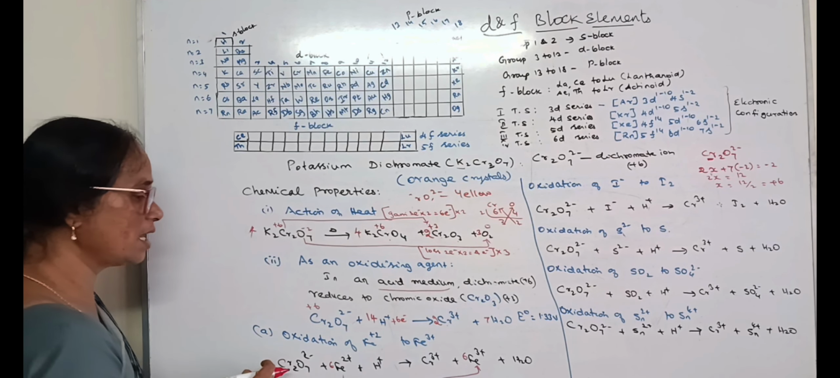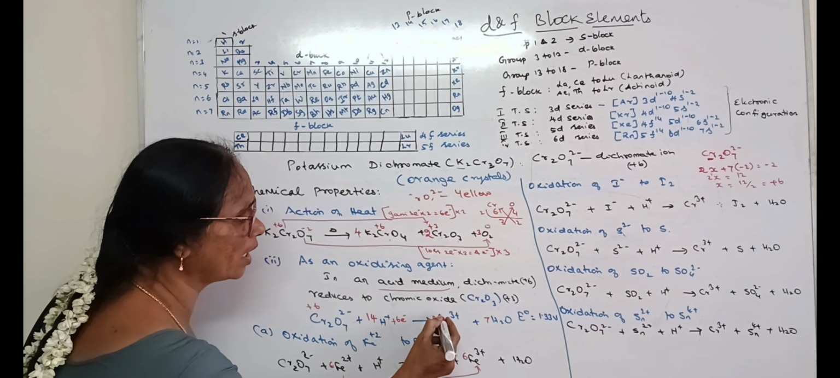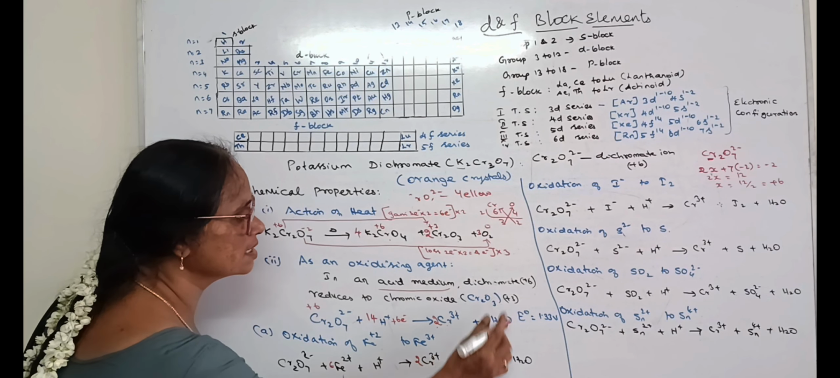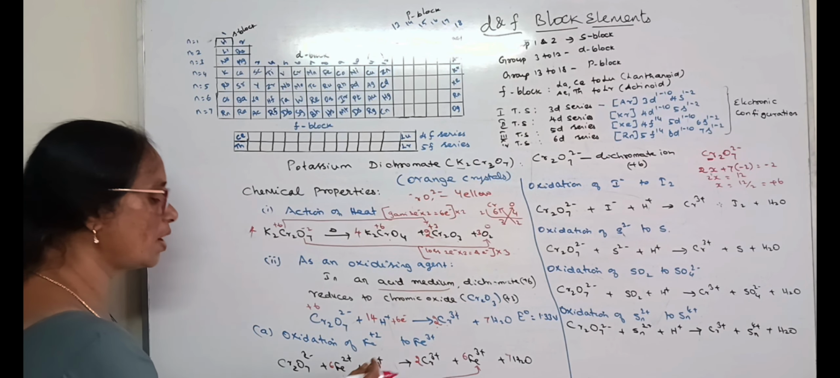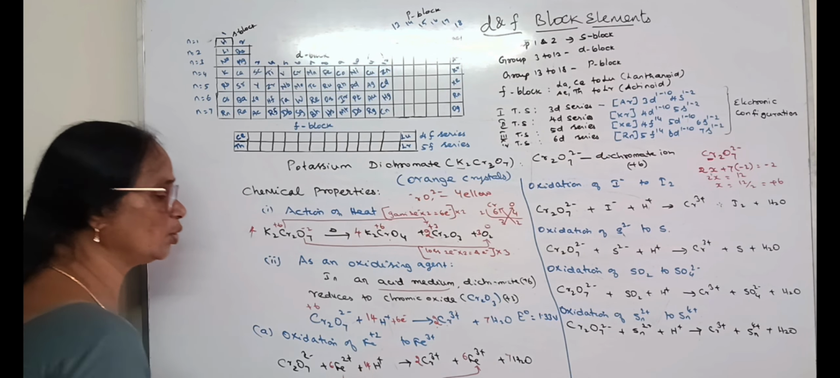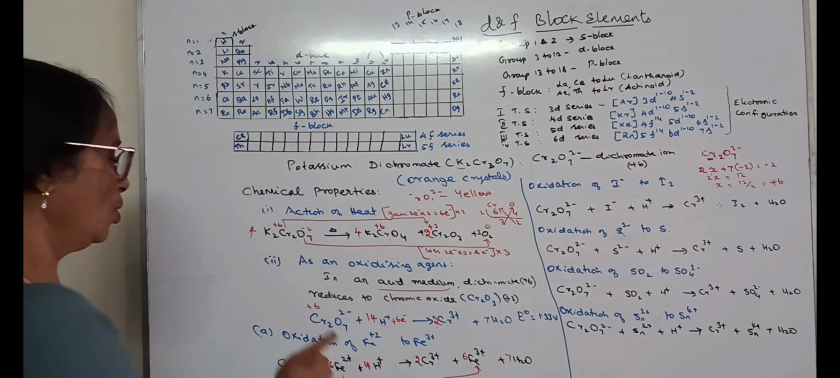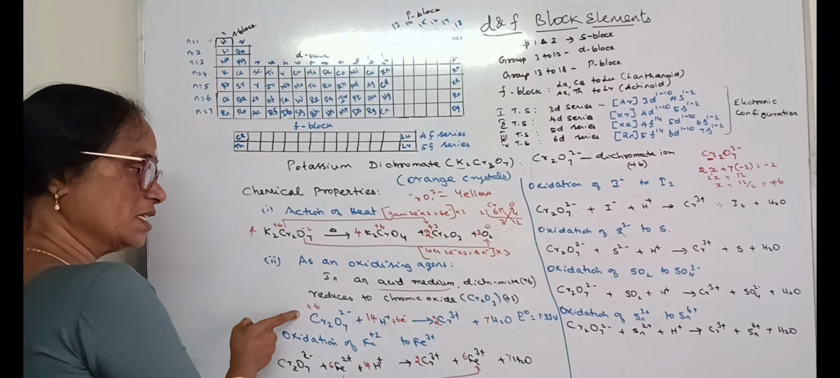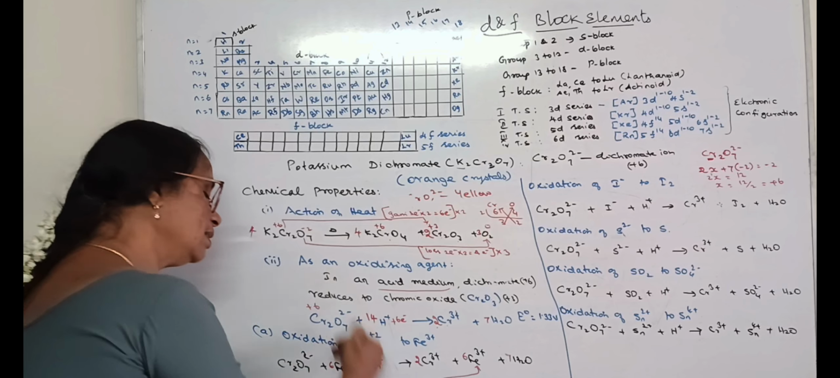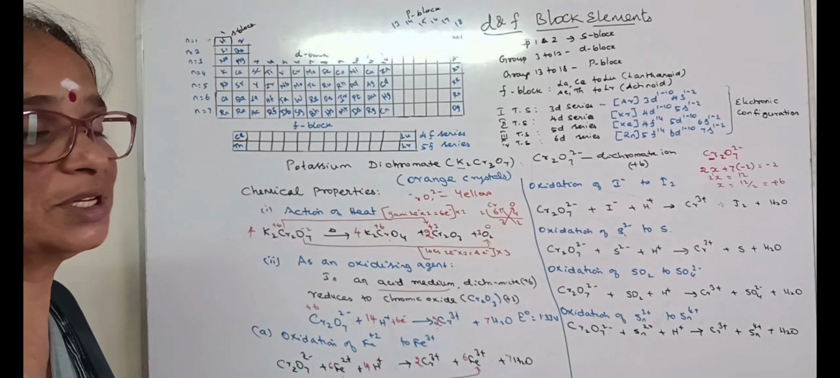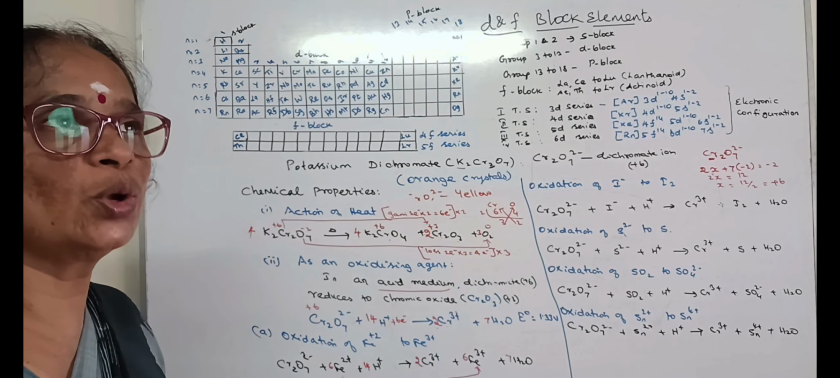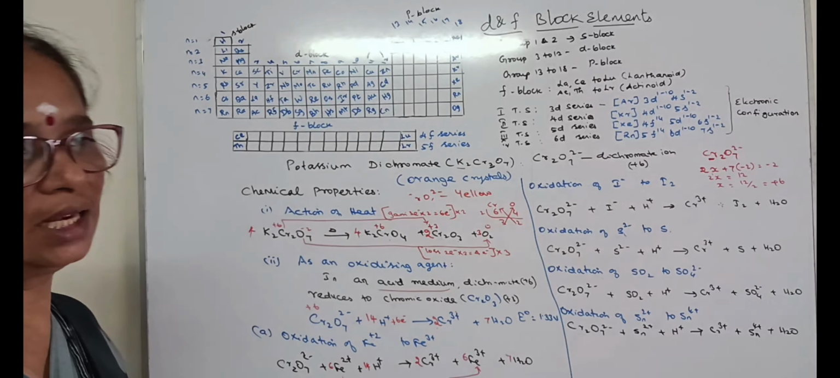Now chromium Cr2O7, the same balancing can take 2 Cr3+ and 7 H2O. Now you have to balance the H plus, so it is 14 H plus, that's all. So when you remember the first half reaction, then the rest of the reduction reaction, that means the redox reactions, will be so easy to balance.